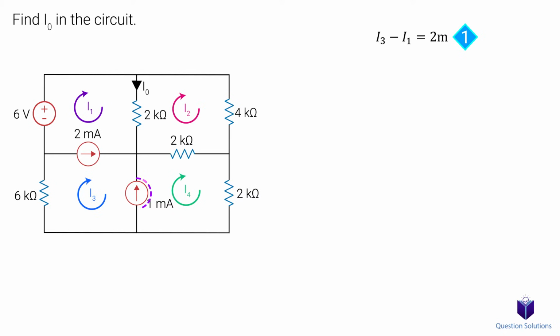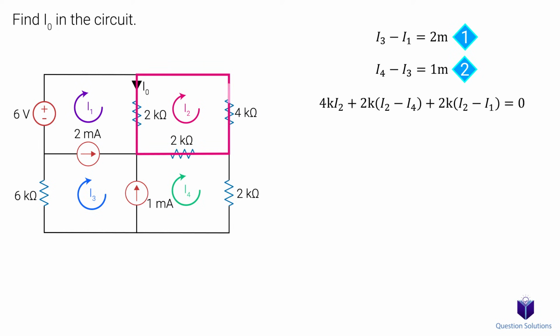We can do the same for the 1 milliampere current source. It would be I4 minus I3 is equal to 1 milliamp, since I4 is going the same direction as our current source. This is our second equation. Now let's write a KVL equation for the top right mesh with current I2. So we have 4K ohms times I2, 2K ohms times I2 minus I4, and 2K ohms times I2 minus I1. Keep in mind, I2 takes precedence, and since I1 and I4 are opposing I2, they get negative signs. Let's simplify. This is our third equation.